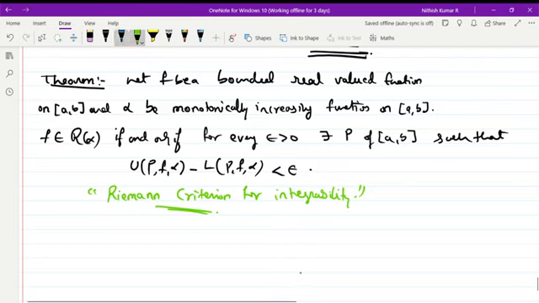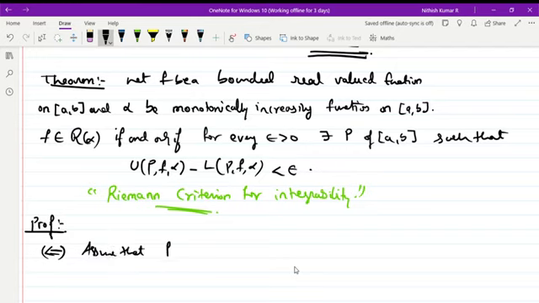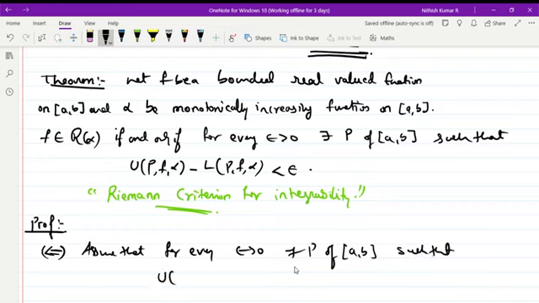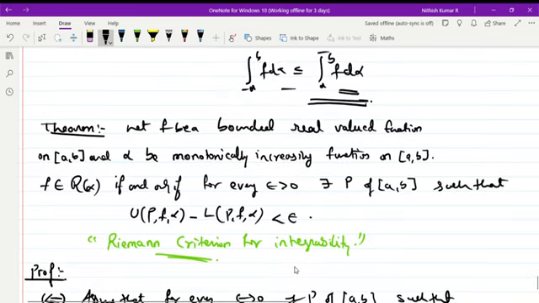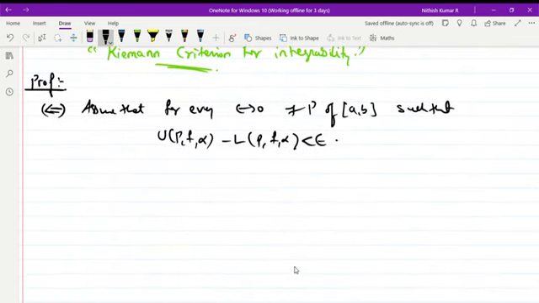Okay, so let's prove this. Proof. We shall prove the converse first by assuming that for every epsilon greater than 0 there exists a partition P of the closed interval [a, b] such that U(P, f, alpha) minus L(P, f, alpha) is less than epsilon. Hence we shall prove that f is Riemann-Stieltjes integrable.